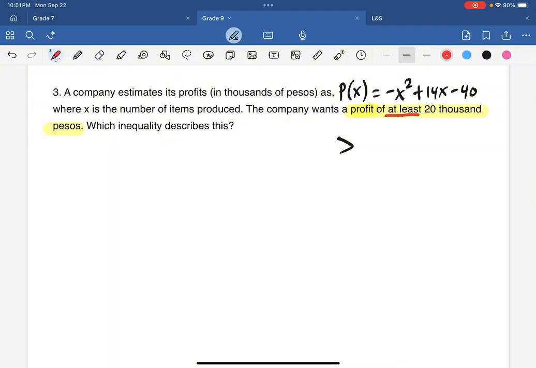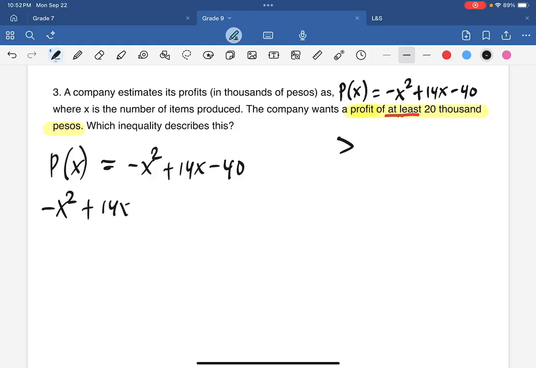So when you write it this way, P of x is negative x squared plus 14x minus 40. So we could rewrite it into negative x squared plus 14x minus 40 is greater than or equal to 20,000.